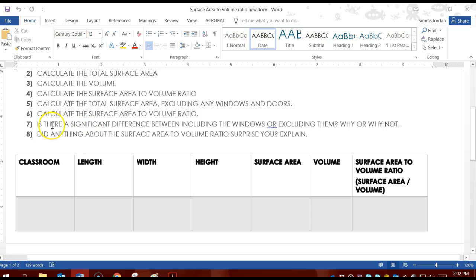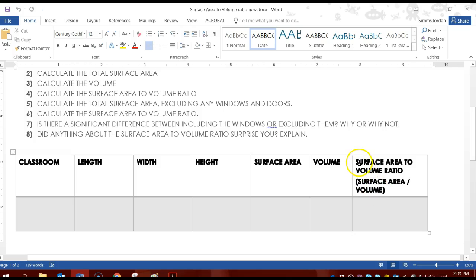Okay, the third thing that I just want to point out, basically when you calculate the surface area to volume ratio, I want you to take the surface area, I want you to divide it by the volume and get me a number. Take it to a decimal. And take it to a couple of decimal places. This is a pretty precise measurement here, and it's going to give you some insight, hopefully, for the last couple of questions. So number 7, is there a significant difference between including the windows or excluding them? So when you look at the surface area to volume ratio between the two times that you calculated this, is it a significant difference? Why or why not? And did anything about this surprise you?